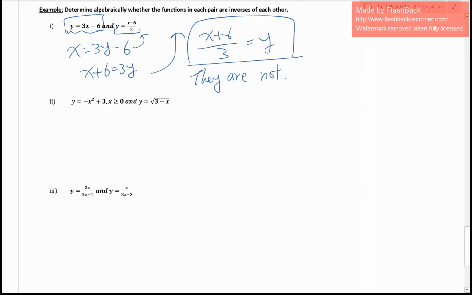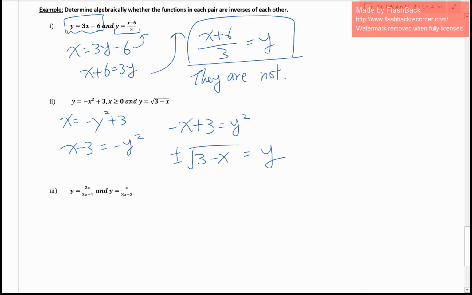Okay, so let's see. We have x equals negative y squared plus 3. x minus 3 should equal negative y squared. I can divide by negative 1, so I get negative x plus 3 is equal to y squared. Now I can square root both sides. Notice negative x plus 3 is the same thing as 3 minus x. So here's the problem. I have two possibilities, but it only shows me one. How do I know if this is the right one?